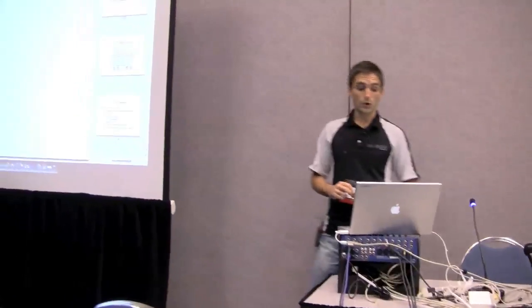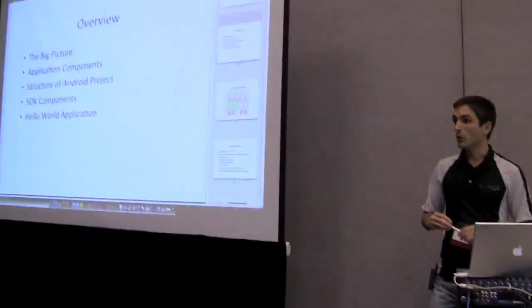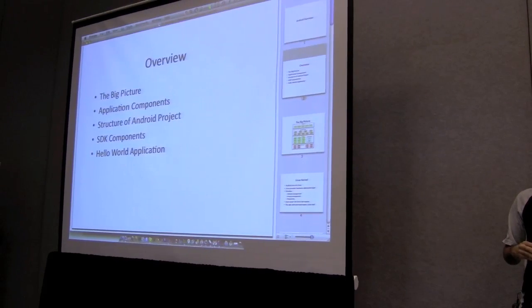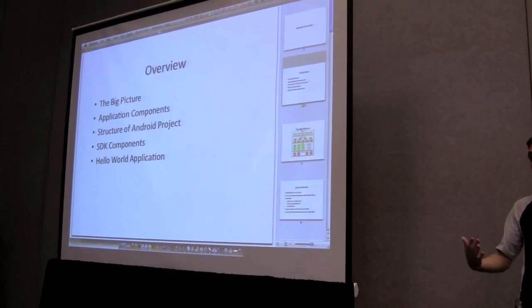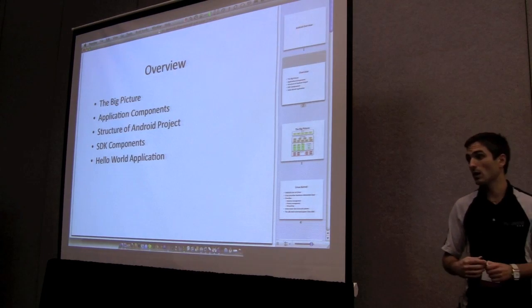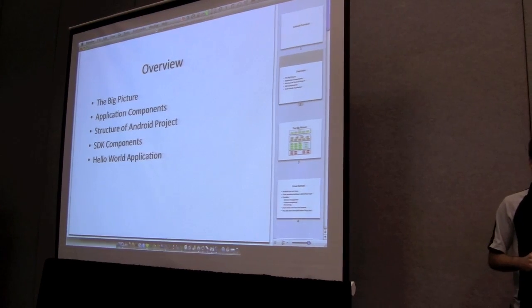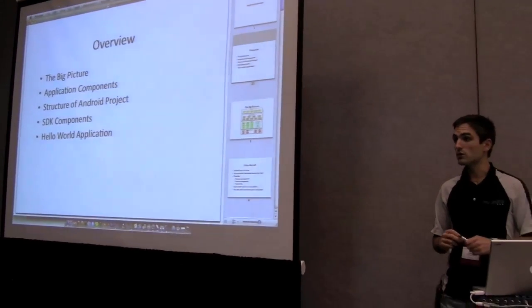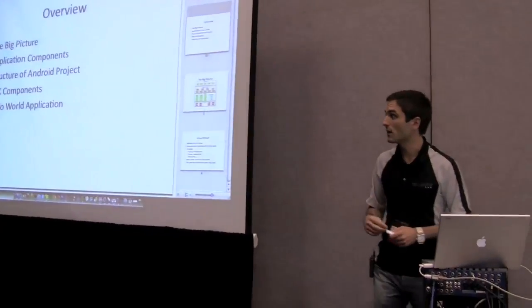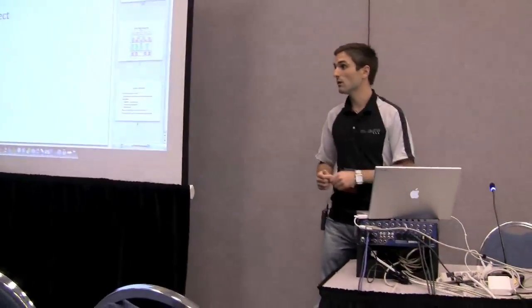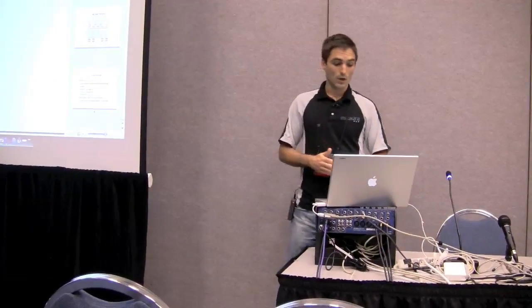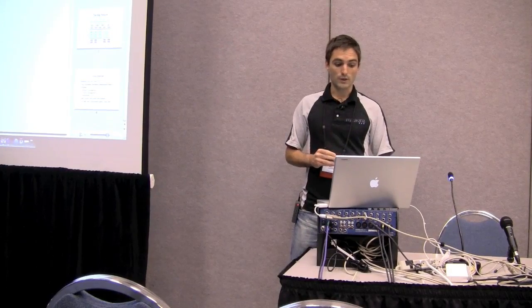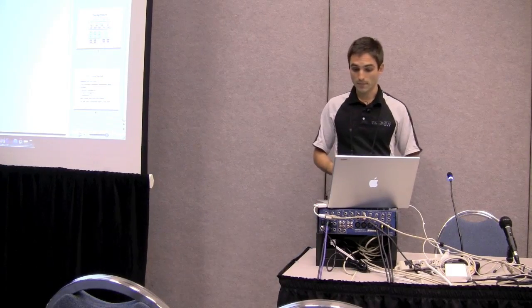So we're going to look at the big picture. We're going to look at what the main components of the application are. For some of you, this is going to be different than what you're used to from programming in different environments. We're going to look at the structure of a project, what a project looks like. So I'm firing up my Eclipse. I'll show you the actual hello world type of thing. The SDK components, and the actual application.